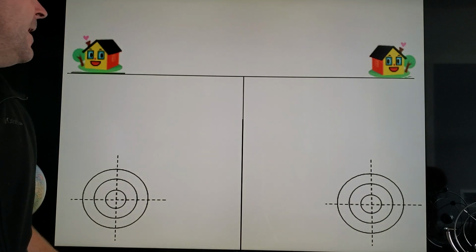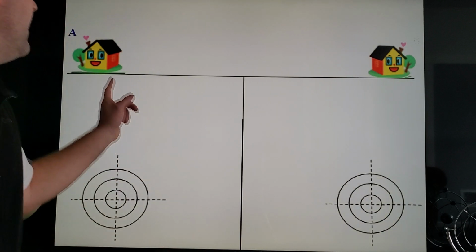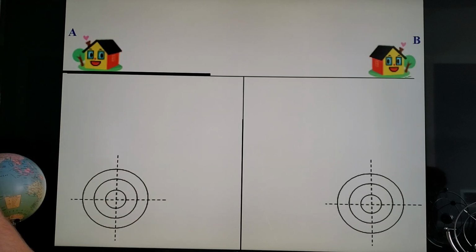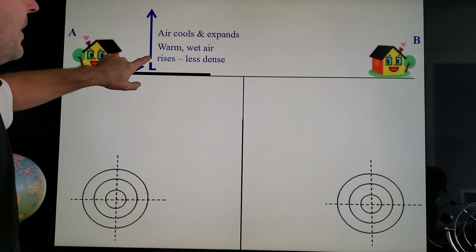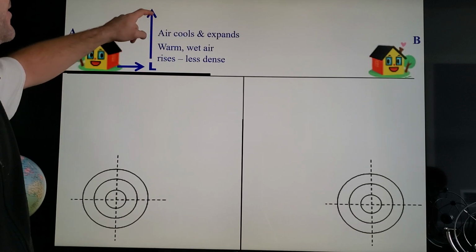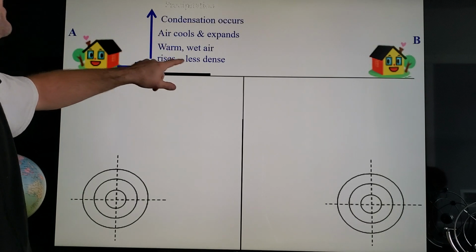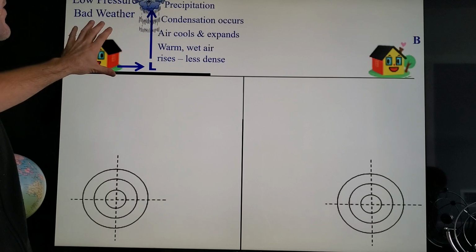Okay? This chart, please fill in with me here. So we have two different houses. We have house A, and house A is currently having low pressure, as you can see. The air is rising, so it's warm, it's wet. They're going to have rain. Okay, that's rising air by house A.